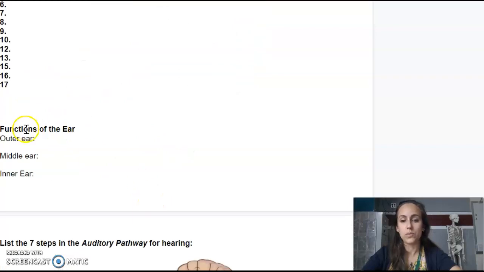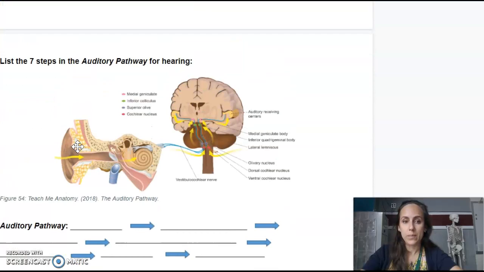We will be able to talk about the functions of the ear. And then we will be able to list the steps in the auditory pathway of the ear by the time we're done today. So let's get started.